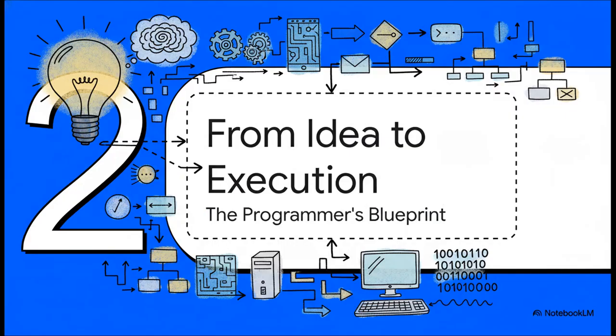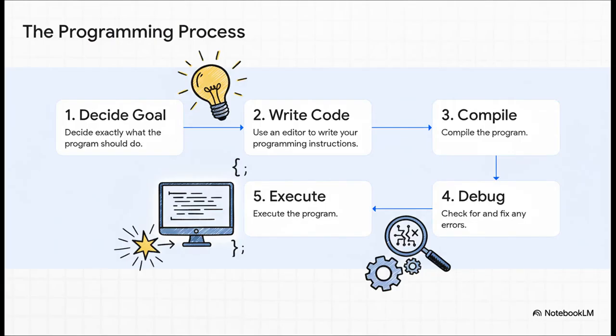Okay, so if a computer needs instructions, how do we get an idea out of our brain and into a language the computer can actually use? Let's take a look at the blueprint every programmer follows. From a bird's eye view, it's a pretty logical process. First, you figure out your goal. What do you want this thing to do? Then, you write the actual instructions. We call that code, in a simple text editor.